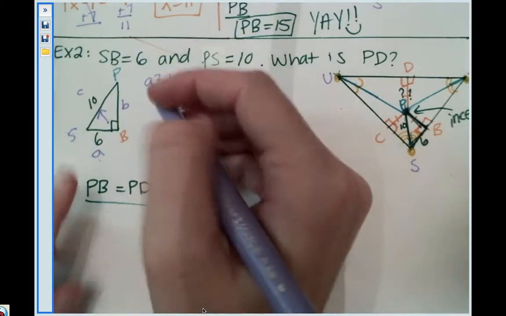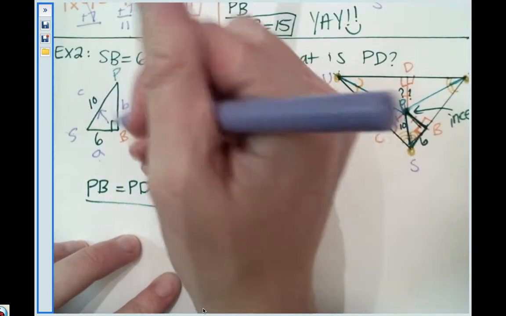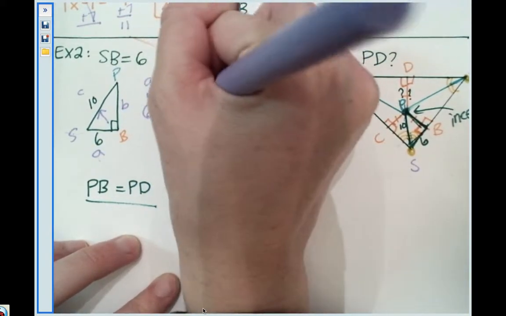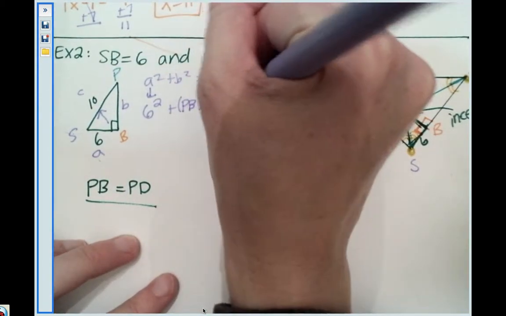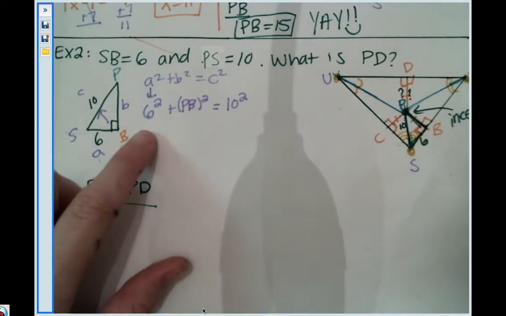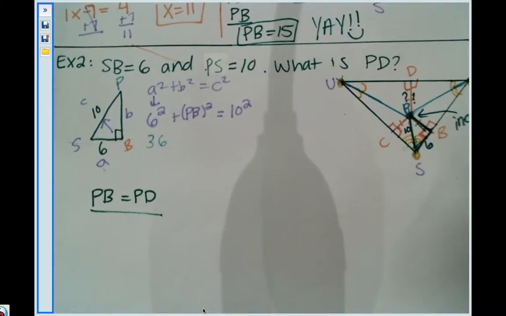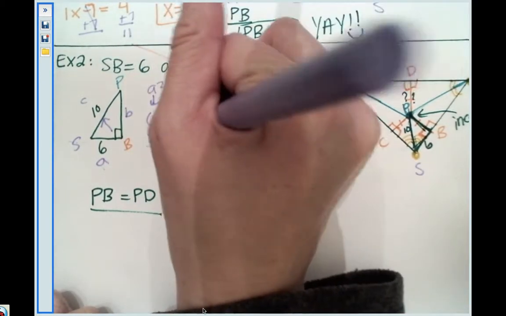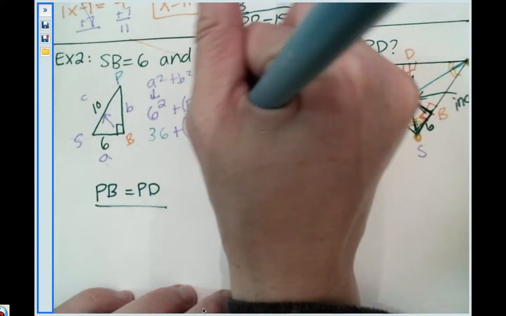Okay, let's set this bad boy up. My A is 6, so I'm going to write 6 squared, plus B, which I don't know, which is side PB, so I'm going to write PB squared, equals C squared, and my C is 10, so 10 squared. All right, let's solve this thing. 6 squared is 36, plus PB squared, which I don't know yet, equals 10 squared. 10 times 10 gives me 100.